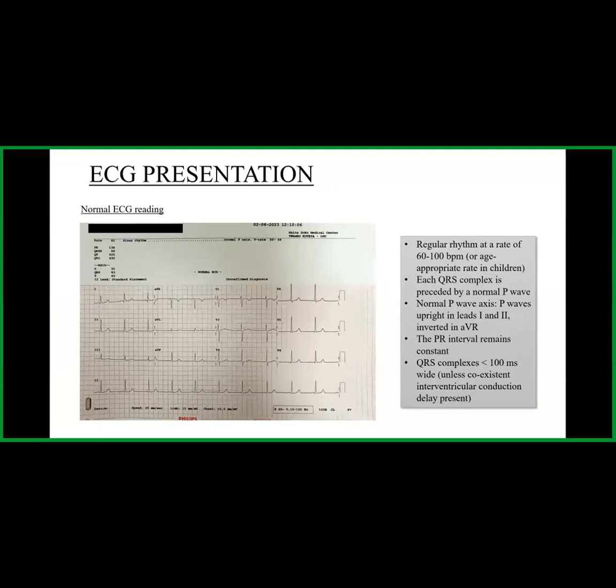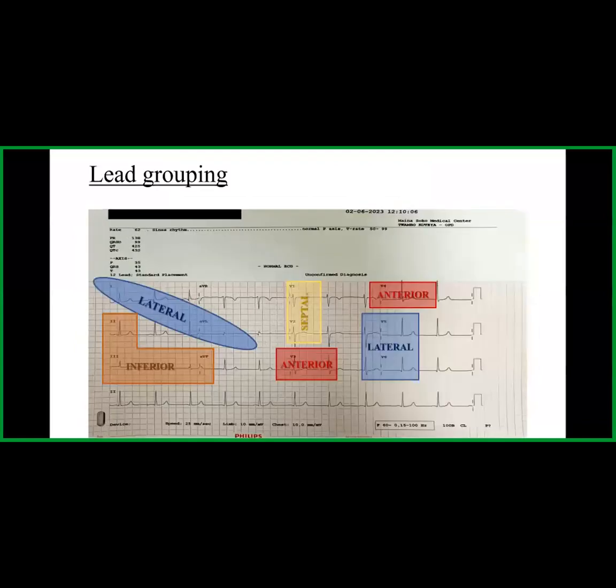First of all, the rhythm has to be between 60 to 100 beats per minute. Each QRS complex should be followed by a P wave, and every normal P wave axis should be upright in leads 1, 2, and inverted in AVR. The PR interval will also remain constant throughout these complexes, and the QRS complex will be less than 100 milliseconds wide. If everybody is clear on this, I will continue to the next slide.